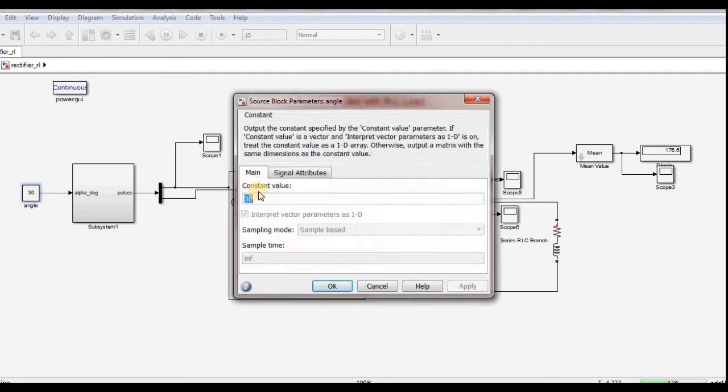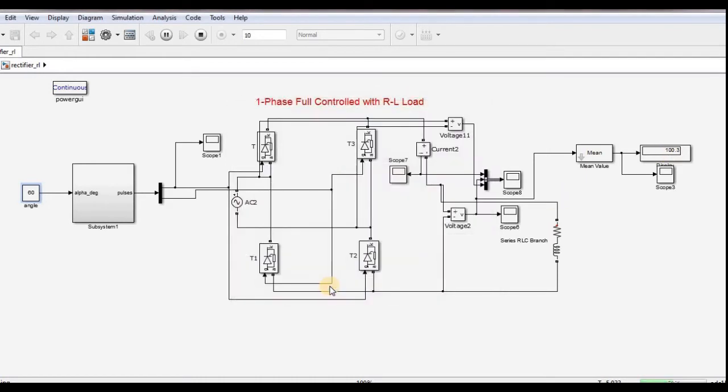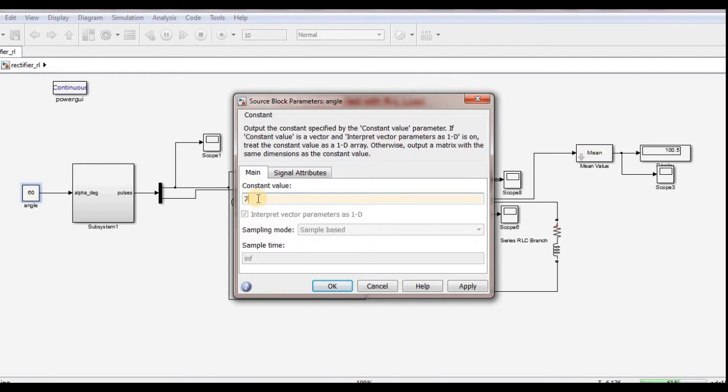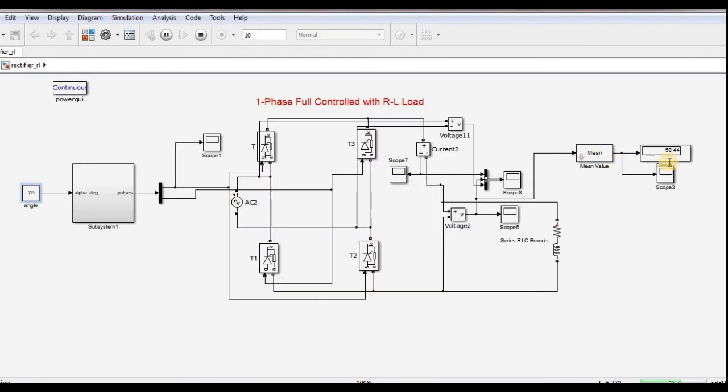See, if I change it to 90 degrees or 60 degrees, it is 176 now, and after that it is coming 100 volts. So based on this angle, I can get different levels of voltages. Whenever variable voltage is required, you can directly use this circuit. Again, I will explain how to generate these pulses.